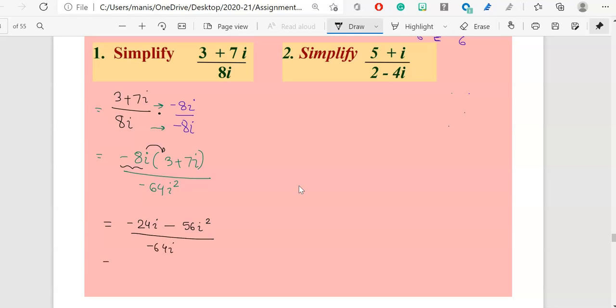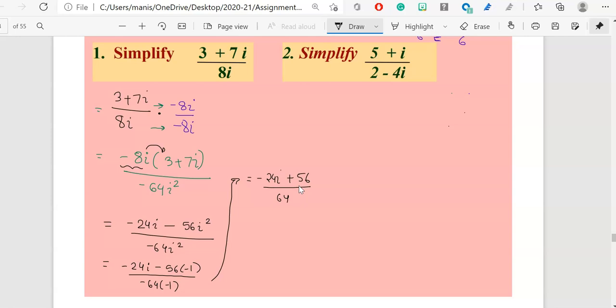Let's keep going. Negative 24i. Don't try to cancel anything right now. What is the value of i squared? It is negative 1. Similarly in the denominator, I forgot to put the square, it will be negative 1 there too. Now I'm writing the remaining steps. It is negative 24i, this changes to plus 56, divided by plus 64. So this is my answer.